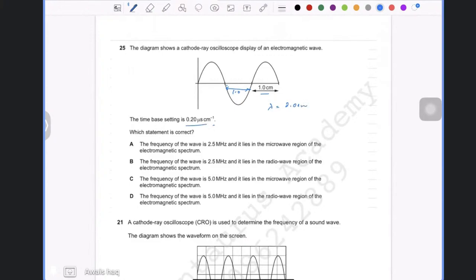Now they say, if you look, they're talking about frequency, so we got to find the frequency. Again, the same formula, time period equals time base times length. So time base is 0.20 microseconds and the length is 2. So we get 0.40 microseconds as time period. We can find the frequency, 1 upon 0.40 times 10 raised to minus 6, which is 2,500,000.